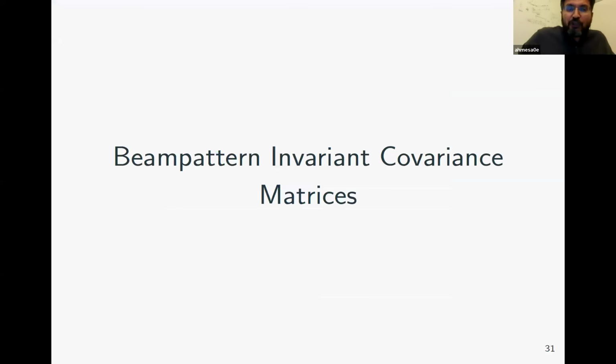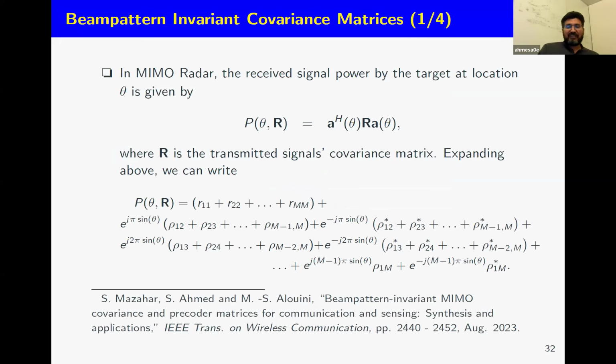Now I'll talk about combining MIMO radar with ISAC. In here, we have the beam pattern invariance covariance matrices. Hopefully you'll be familiar with this equation. This is the power that we are transmitting in some direction. Now, we have decided that I want to transfer my power in some direction.